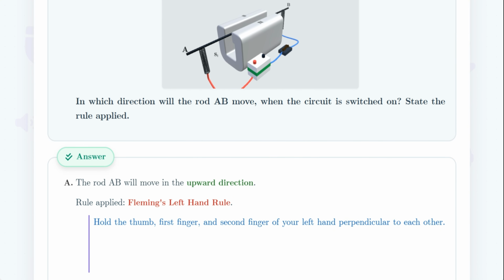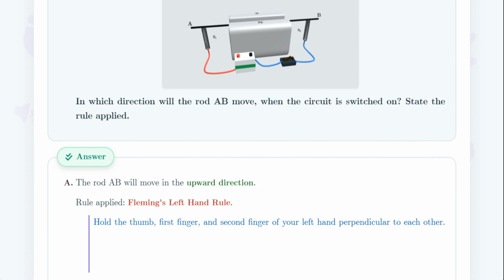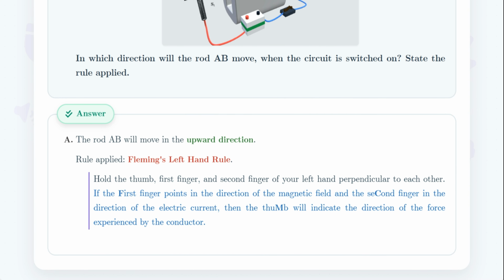Let's clearly state what Fleming's left-hand rule tells us. Hold the thumb, first finger, and second finger of your left hand perpendicular, or at 90 degrees, to each other. If your first finger points in the direction of the magnetic field and the second finger points in the direction of the electric current, then your thumb will naturally point in the direction of the force experienced by the conductor. Notice the capitalized letters: F for field, C for current, and M for motion, to help you remember.